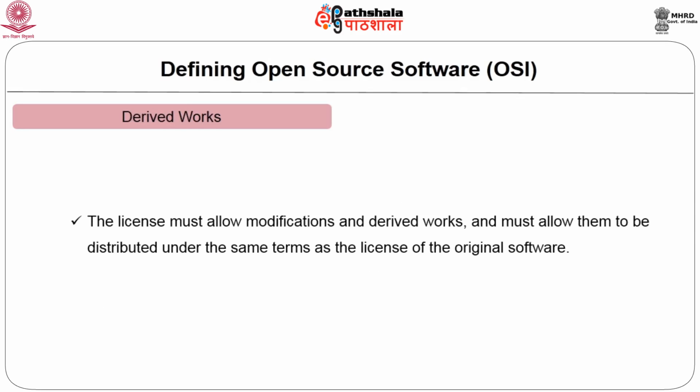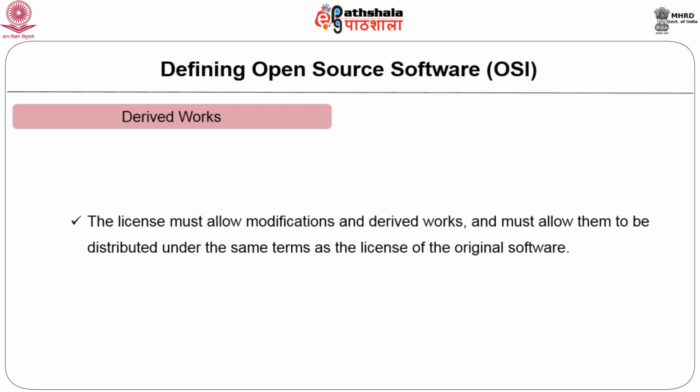The third point is derived works. This signifies that the license must allow modifications and derived works and must allow them to be distributed under the same terms as the license of the original software. So, the third definition says derived work must also contain the license. Now, if I am using license A and someone else modifies my source code, he must also use the same license if it is a derived work. When we say derived work, it means he has modified the actual source code.